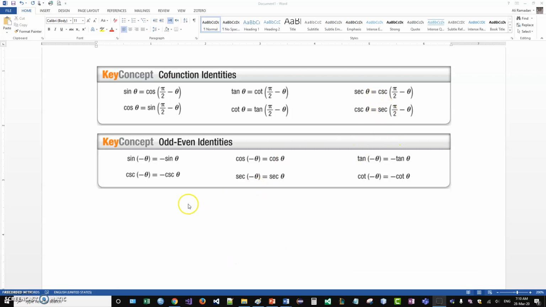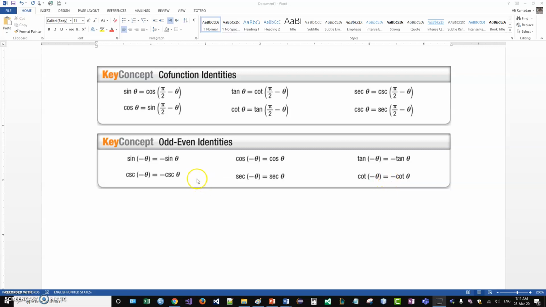For the odd-even identities, now the sine, cosecant, tangent, and cotangent are all odd functions. Cosine and secant are even functions. So sine minus theta equals minus sine theta. Cosecant minus theta equals minus cosecant theta. Cosine minus theta equals cosine theta. Secant minus theta equals secant theta. Tangent minus theta equals minus tangent theta. And cotangent minus theta equals minus cotangent theta.